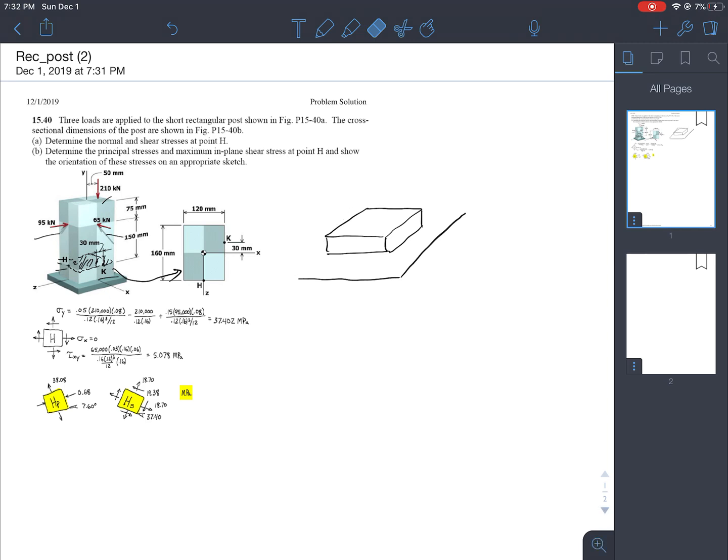Actually, my foundation looks a bit not right, so let me extend it a little bit. Okay, I don't really like this. I'm so sorry, I just want to make it right. So let's make it right. Okay, so now this is H and this is K.